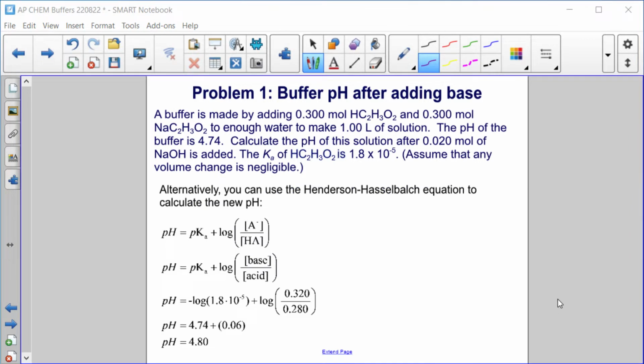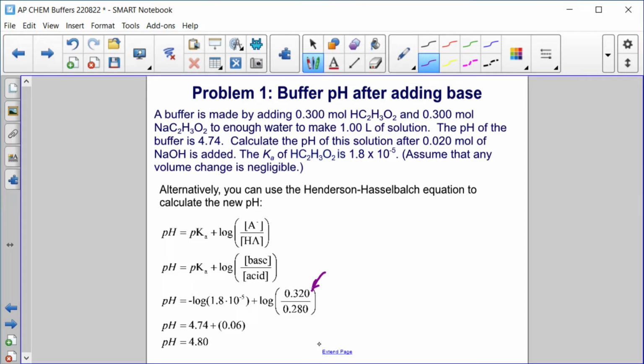Alternatively, you can use the Henderson-Hasselbalch equation to calculate the new pH, where it's equal to the pKa, or the minus log of the Ka, plus the log of the base concentration over the acid concentration. So remember, this is the A minus, or the acetate, over the HA, or the acetic acid concentration.